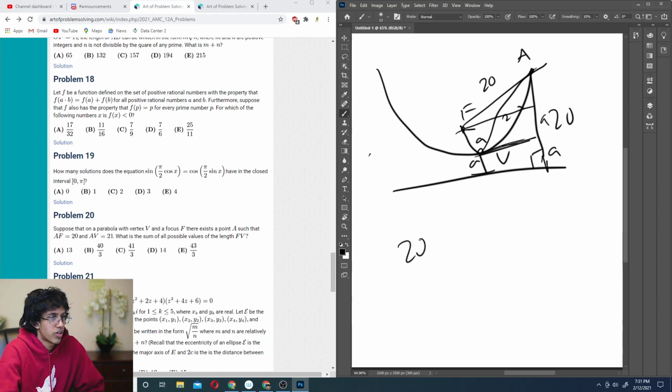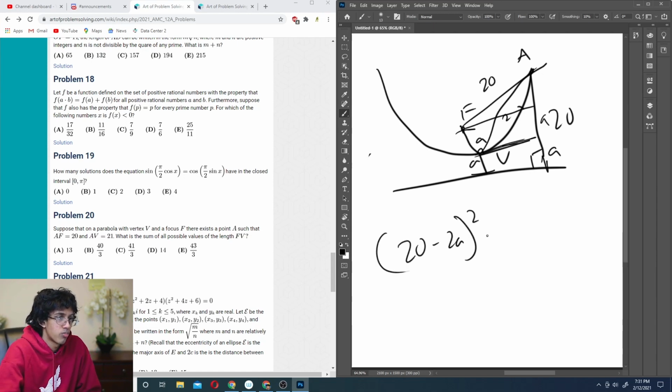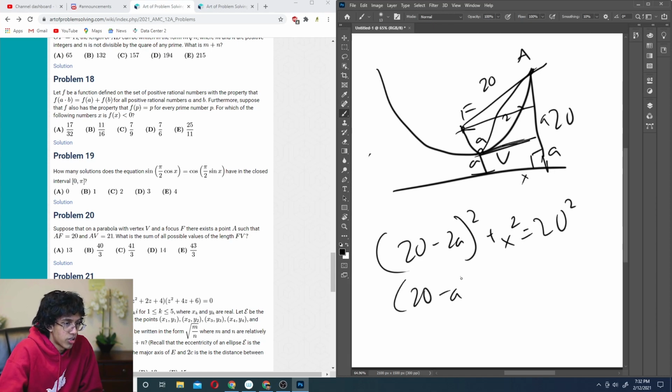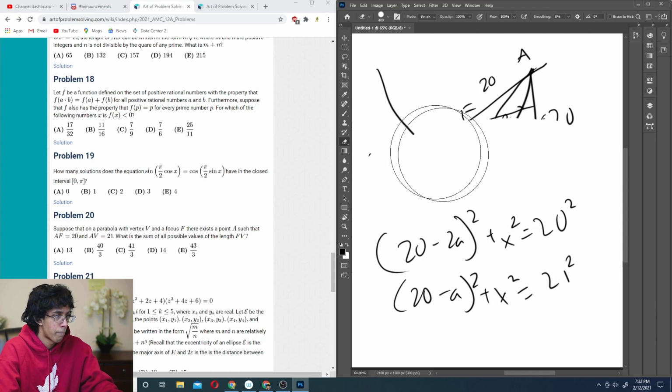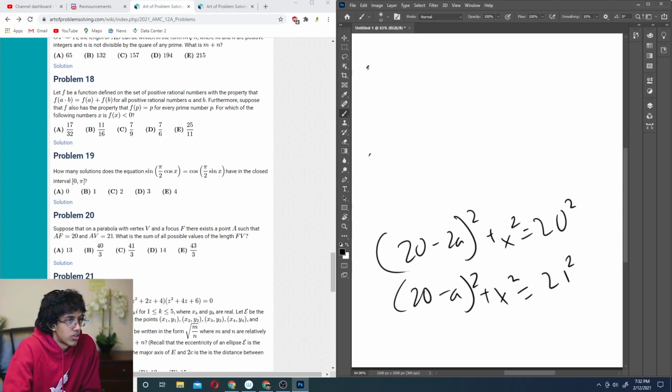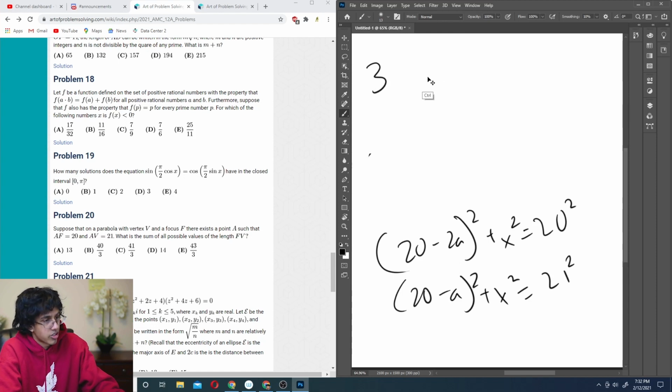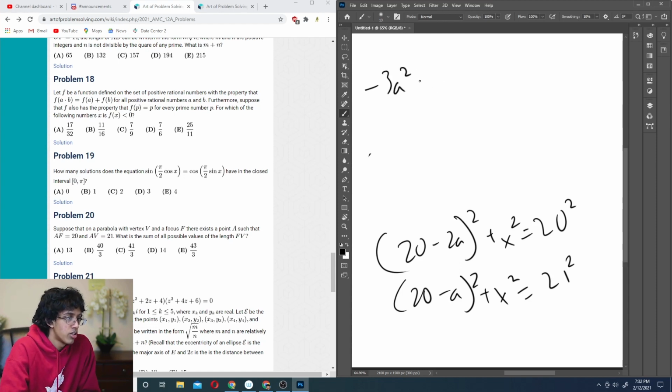Okay, so this is a, so it is also a. So essentially (20 minus 2a) squared plus x squared, let's say, is equal to 20 squared, right? Wait, that doesn't make sense. Or it does. Okay. And then (20 minus a) squared plus x squared is equal to 21 squared, right? And if we subtract the two, then what do we get? We basically get 3a squared. Wait, what? Negative 3a squared? Seriously? Okay, yeah. Negative 3a squared.